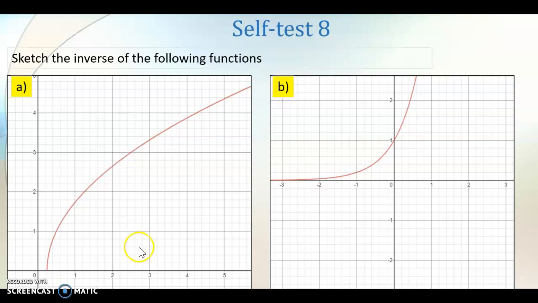You may try to find the inverse function of these functions, a and b. You may try it later.